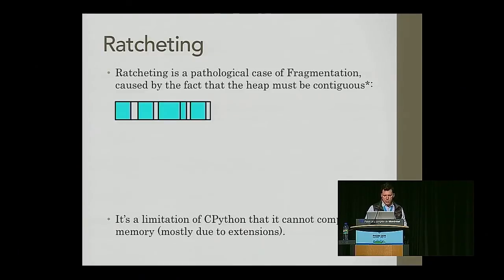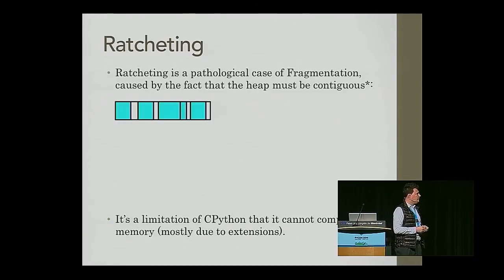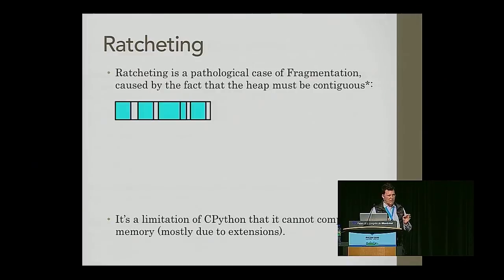One more thing I want to talk about is the concept of ratcheting. And that's kind of a pathological case of fragmentation caused by the fact that the heap has to be contiguous. And there's a little asterisk beside contiguous because that's not 100% true. It depends on the platform and the allocator you're using, and some allocators are worse than others. But for Python on Linux, using the standard allocator, this is mostly true.